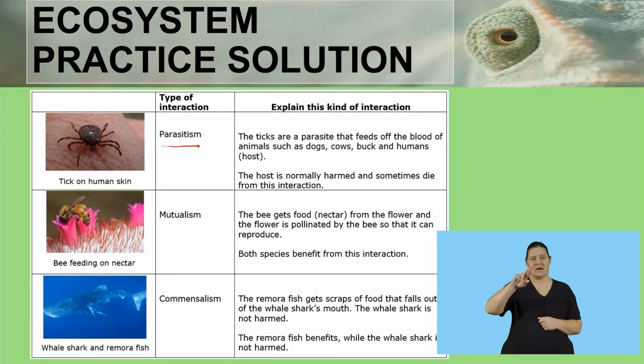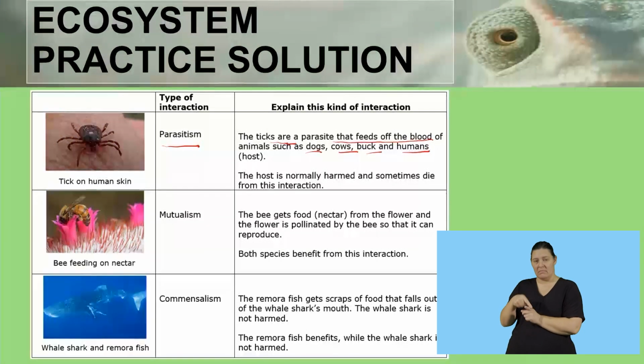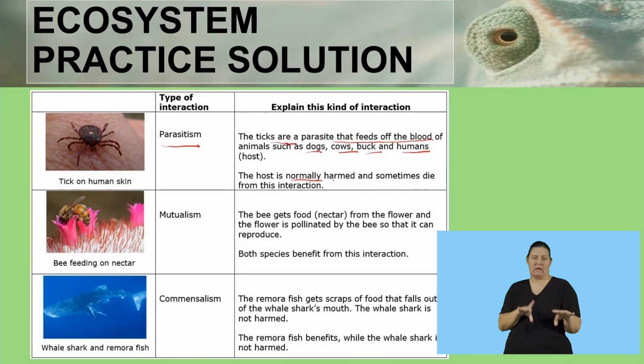So the first one, the tick on a human skin, is parasitism. And if you remember, we said parasitism here, the ticks are a parasite that feeds off the blood of animals, such as dogs, cows, buck, and humans. So these animals are referred to as the host. The parasite is the tick in this case, and the host is the human skin. Now the host is normally harmed, and sometimes it dies from this interaction. So that is the answer for our first question.